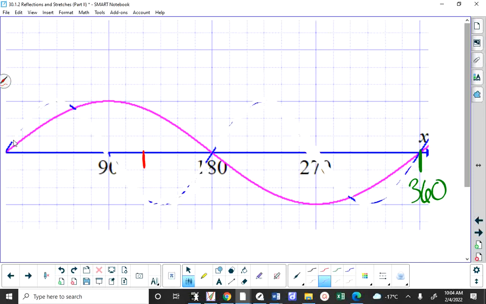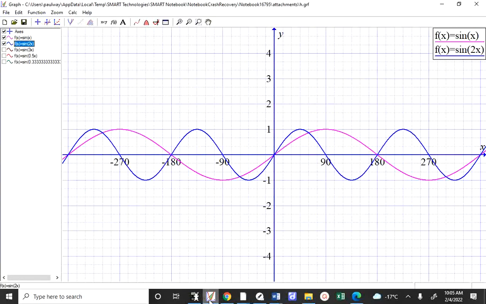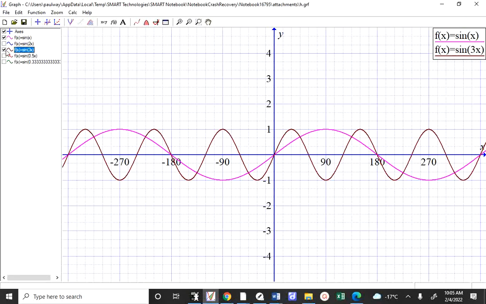So this thing should go up, down, down, up. It should look like that. Take a look. Yep.